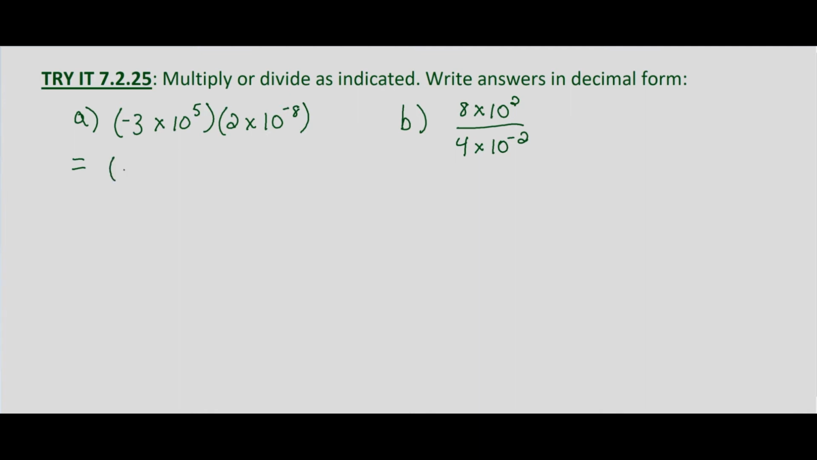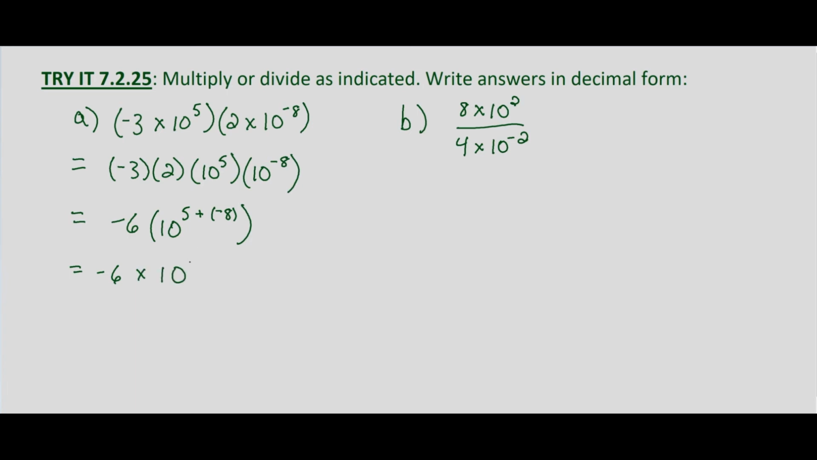So first we write down the leading numbers, so -3 times 2 times 10 to the 5th times 10 to the -8th. That's -6 times 10 to the 5 plus -8, which equals -6 times 10 to the -3.